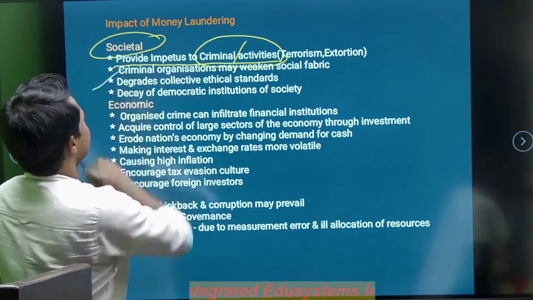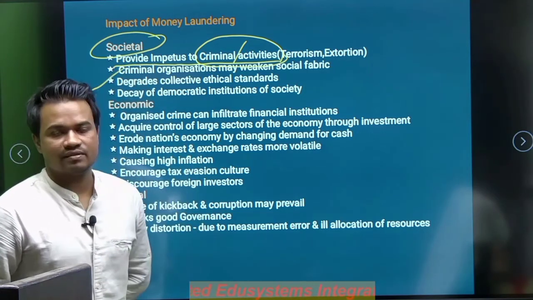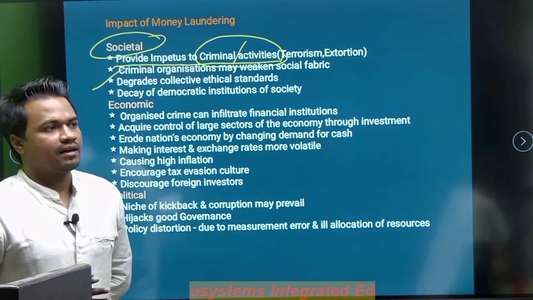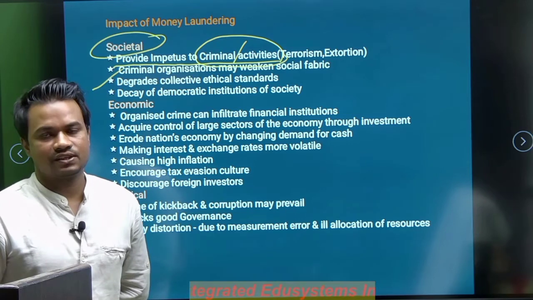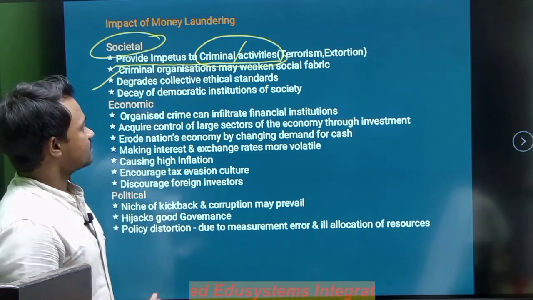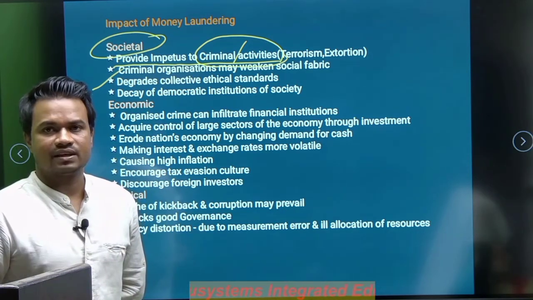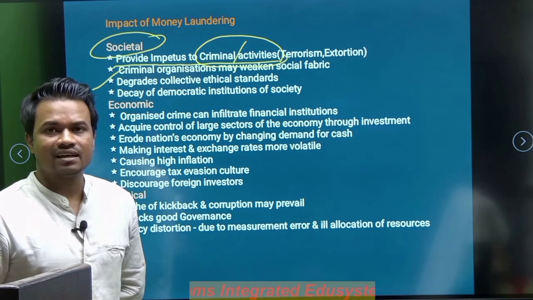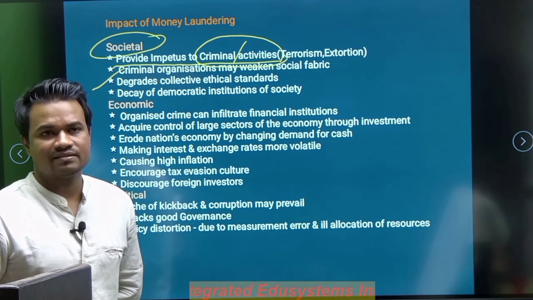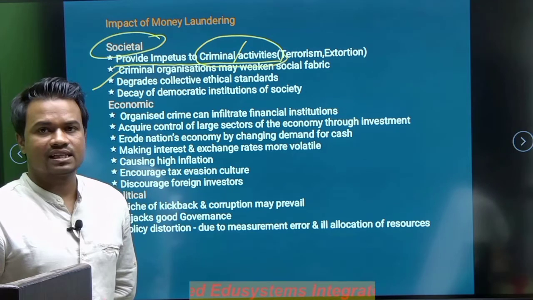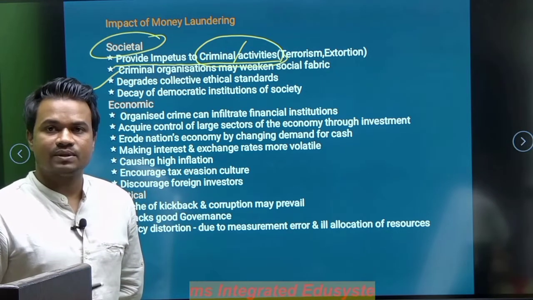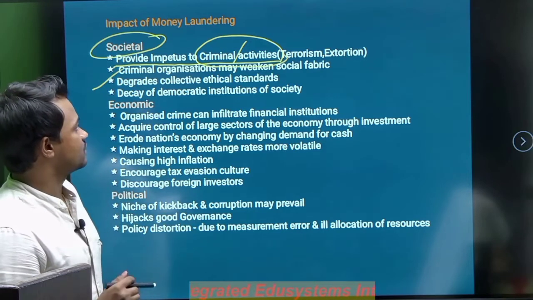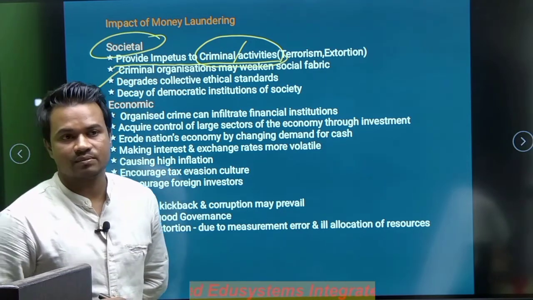And the second is that criminal organizations may weaken the social fabric. There may be state or non-state actors, if we look at internal security, and they can sponsor activities like communal activities, radicalism, or terrorism or Naxalism. That can create a fragmenting of the society. So this can pose a threat to the social fabric of the country.